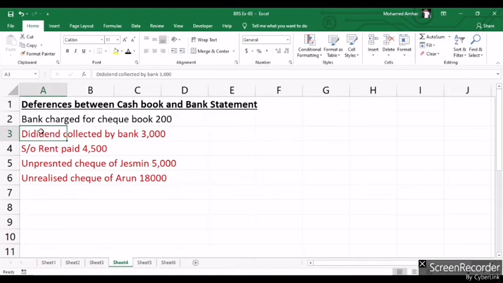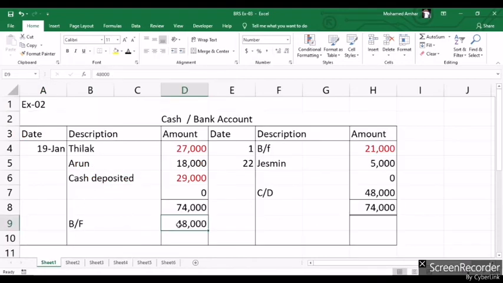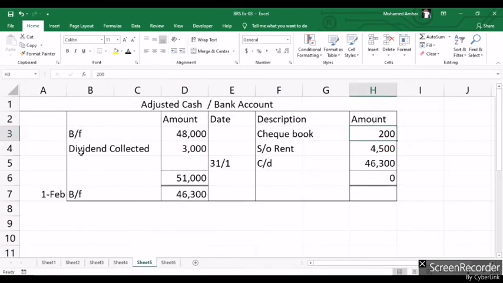Dividend, this should be dividend. Dividend collected 3,000 should be debited to the cash book. Now the cash book is closed here, so we can't debit here. So you have to adjust that in the adjusted cash book. So dividend collected should be debited.